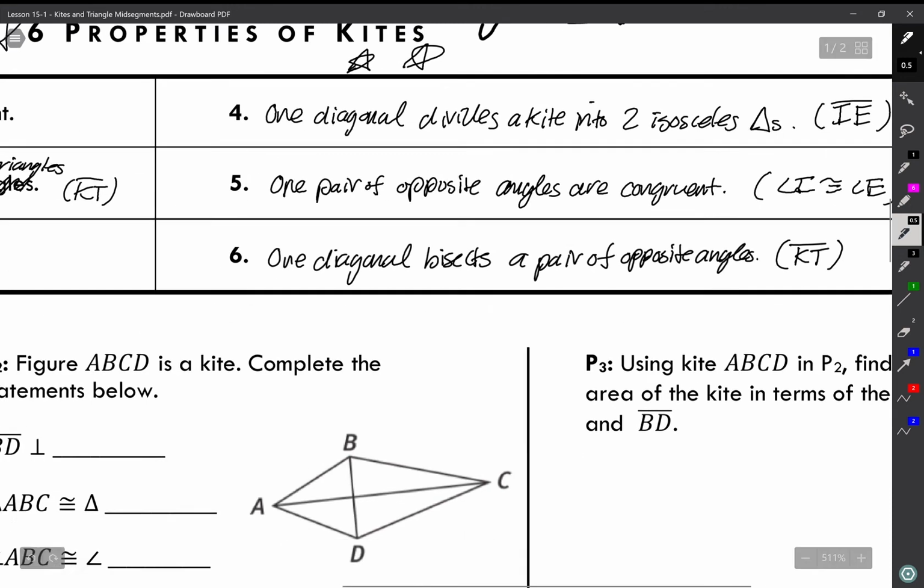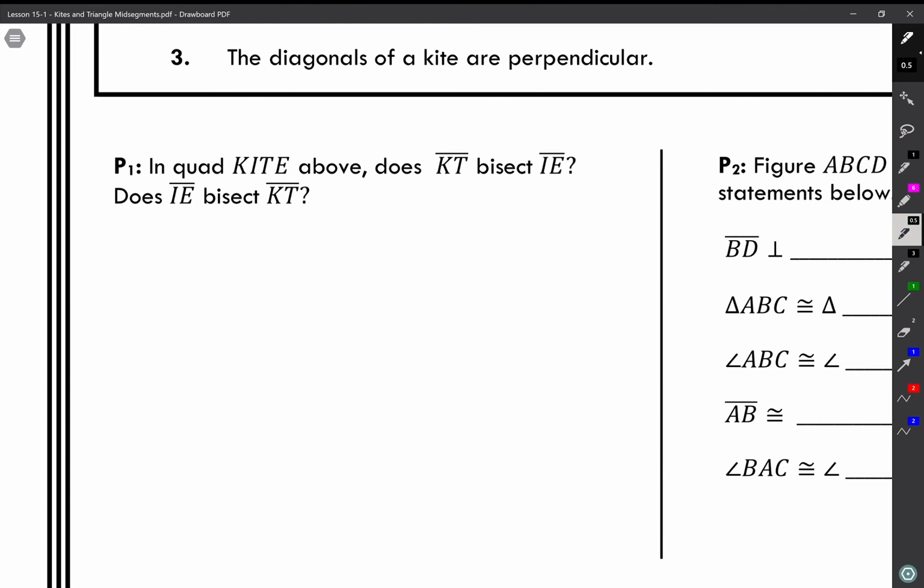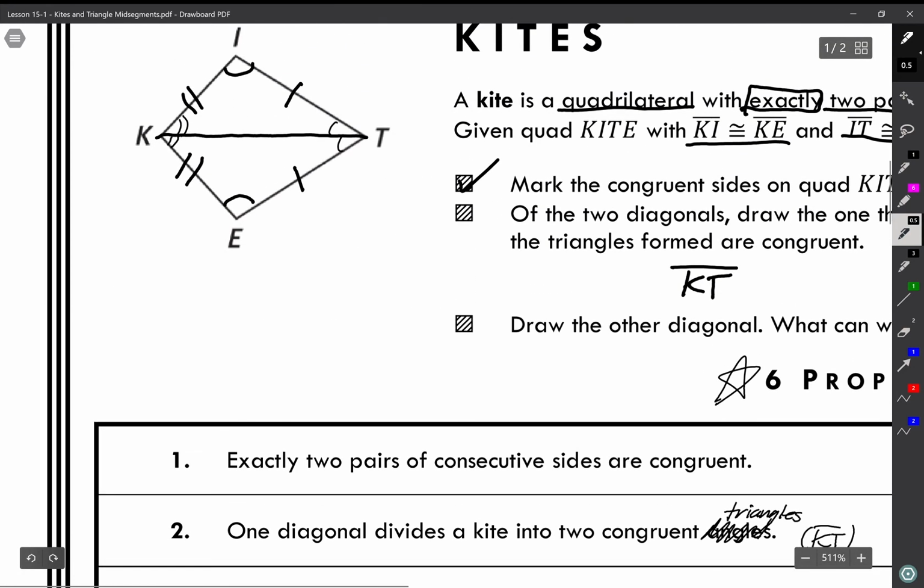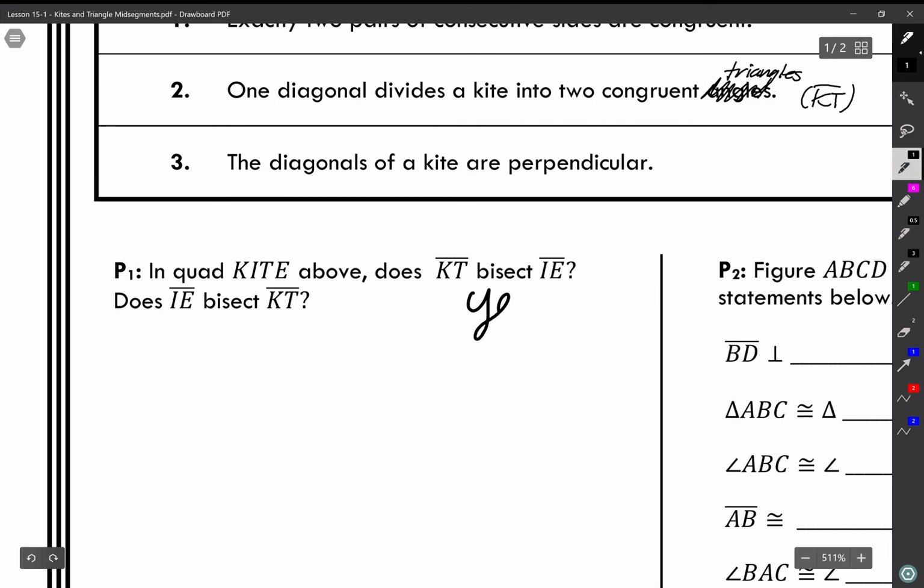Okay, now let's answer some problems. Number 1, in quad KITE above, does KT bisect IE? So remember, bisecting means split directly down the middle into two equal parts. Does KT bisect IE? Yes, it does. These two look about the same, so that tells me that these two are congruent. All right, so that's a big yes.